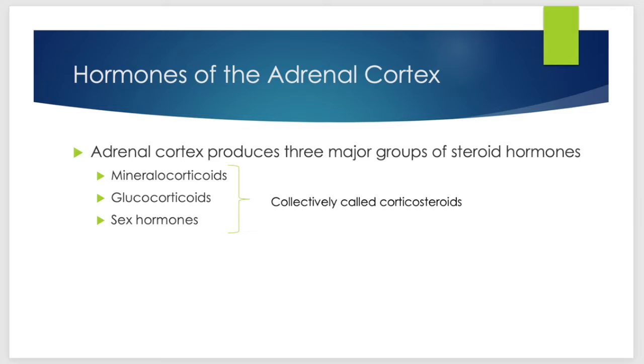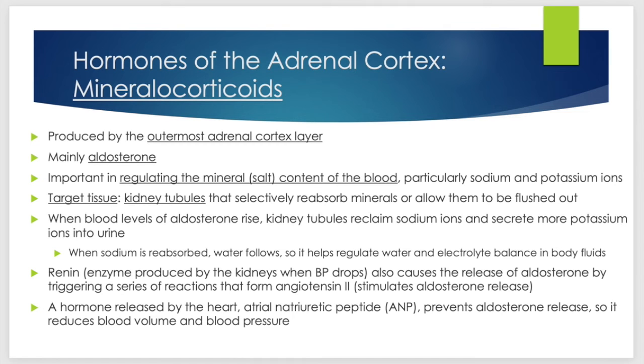So there's basically three major groups of steroid hormones that your adrenal cortex will produce. Collectively, they're called corticosteroids, and they include mineralocorticoids, glucocorticoids, and sex hormones. So we'll start with the mineralocorticoids. Again, this is produced by the outermost layer of your adrenal cortex, so that outer part of your adrenal gland.